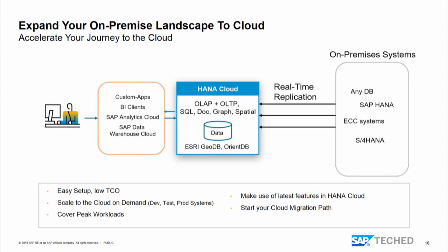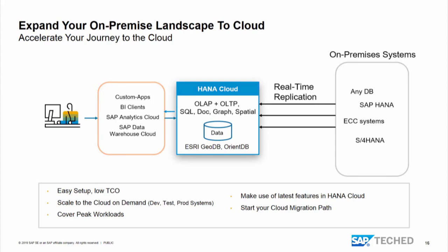And this is actually probably the most straightforward approach in terms of replicating data out. Of course, it's very easy to set up, a low TCO, spin it up, shut it down. Again, great to scale to the cloud for on-demand environments, especially for test and dev. In fact, in many use cases, people use the cloud environment as a testing scenario before perhaps even propagating it to on-premises. Again, this covers that bursting capability, being able to cover peak workloads in a very effective, cost-effective and efficient way as you see fit if you've overextended the on-premises systems.